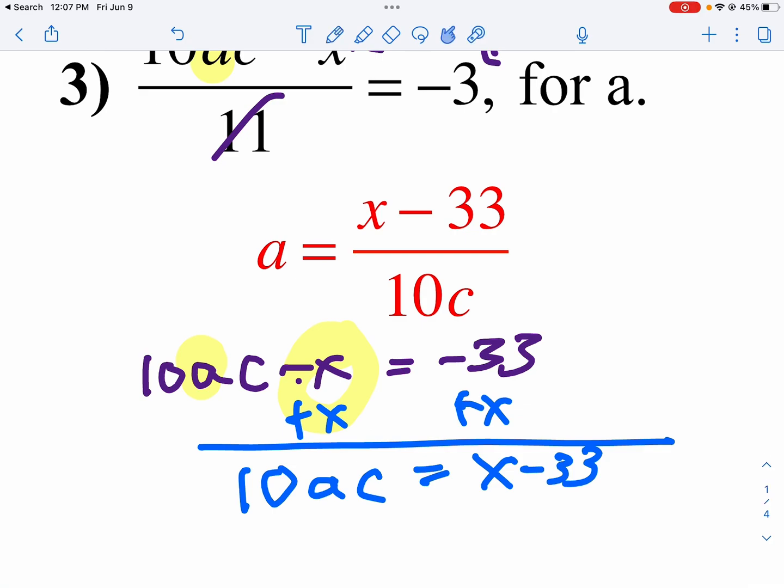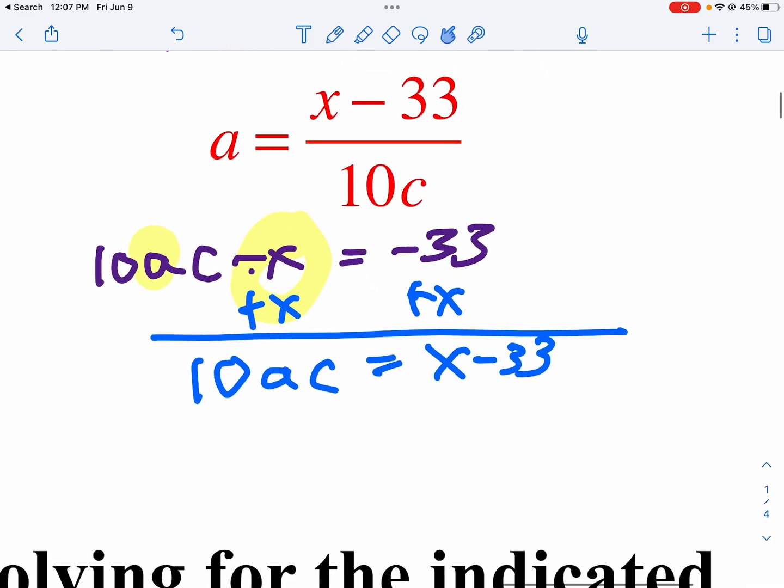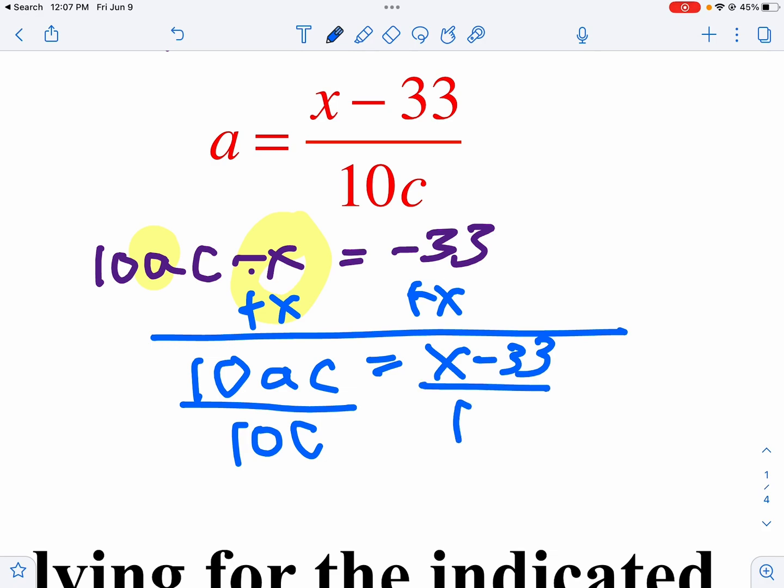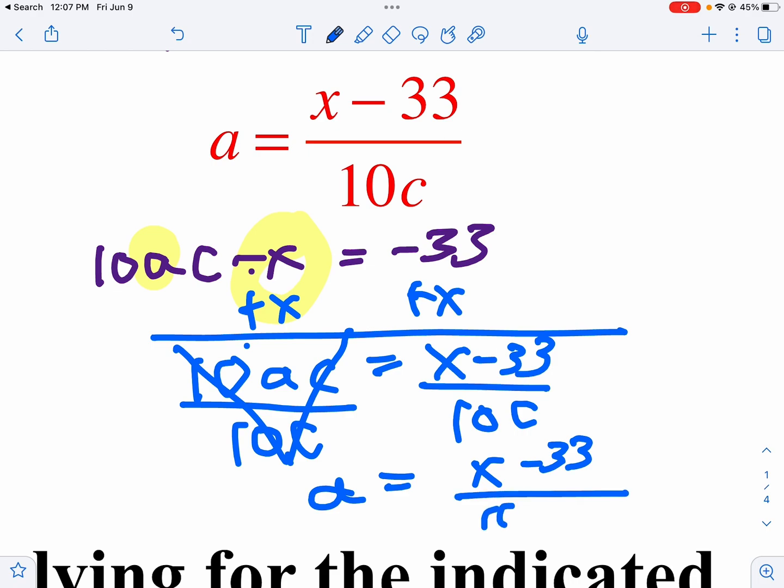And then I want to get A by itself. Notice 10 and C are both multiplying to A, so I'll just divide both sides by 10C at the same time. So my 10's reduce, my C's reduce, I get A equals X minus 33 all over 10C. And there's our answer.